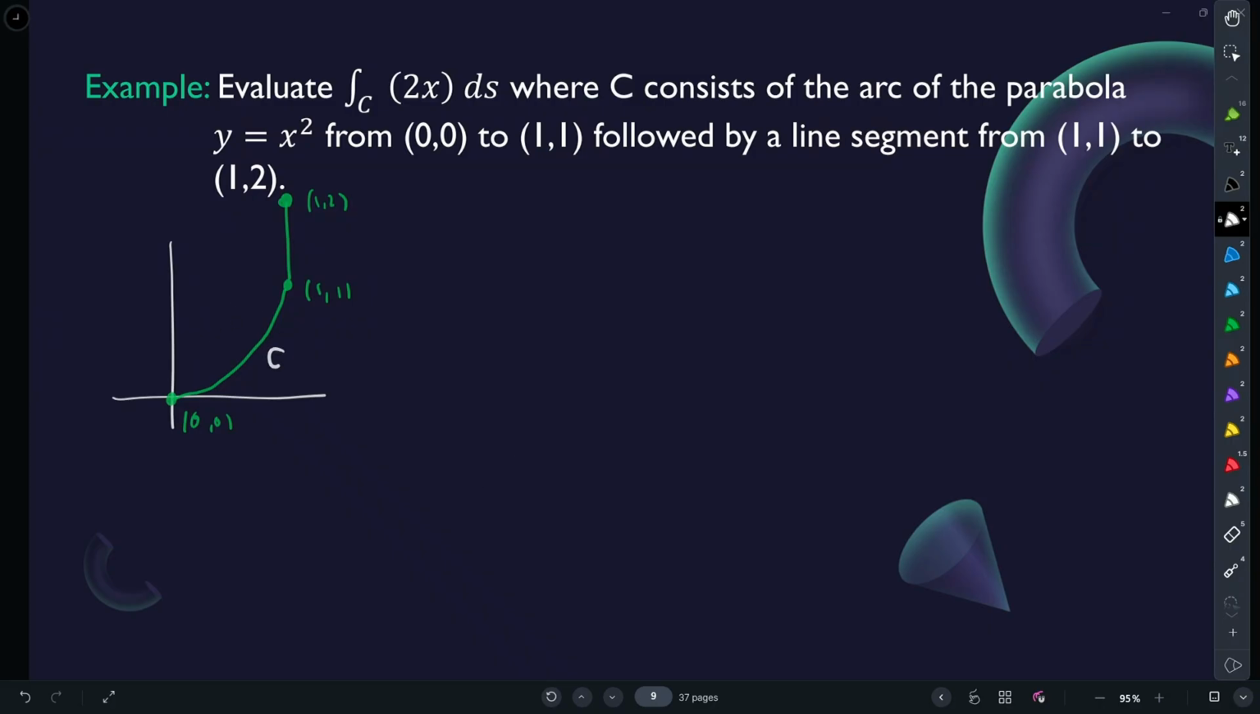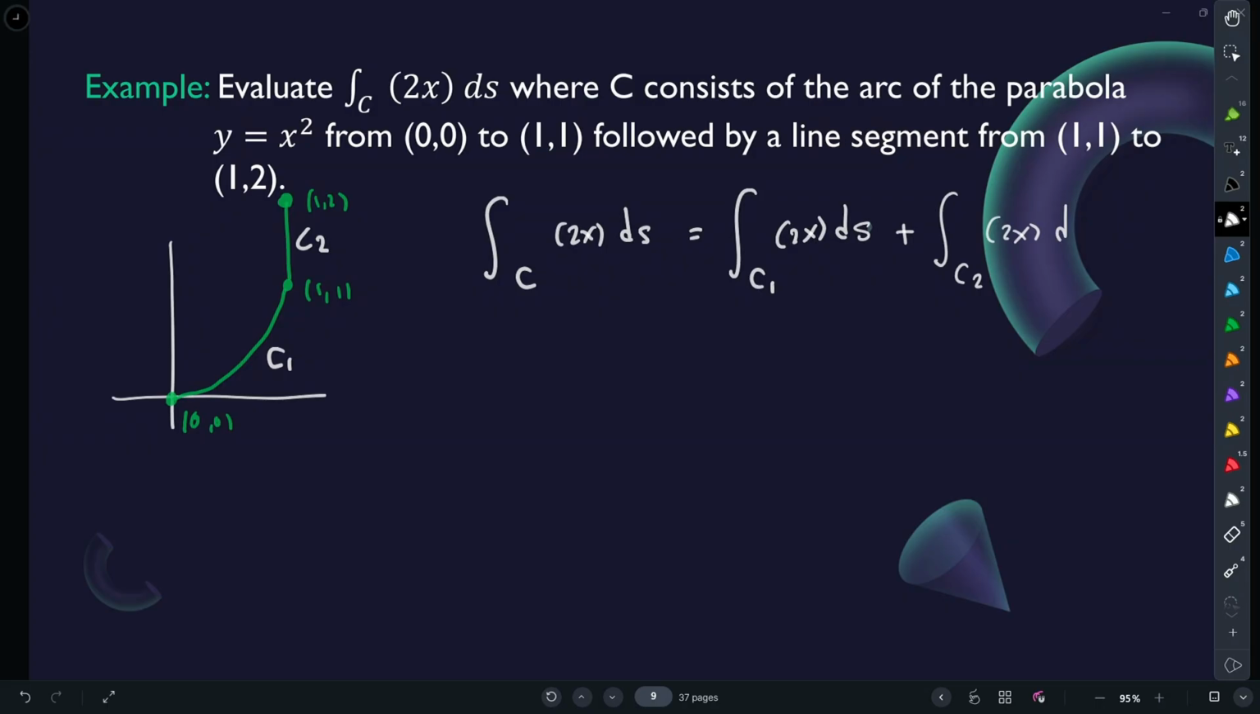So this whole path is really an integral over two different paths, and the integral over this path of 2x ds will be the same as the integral over the first path, 2x ds, plus the integral over the second path, 2x ds. Okay, so I have to first parameterize those two segments. So let's first parameterize what C1 looks like.